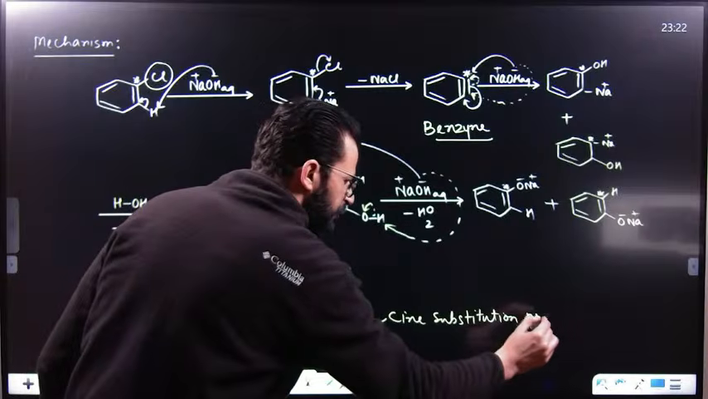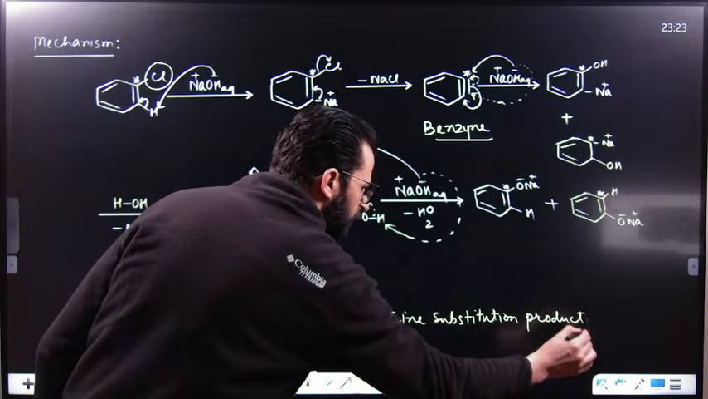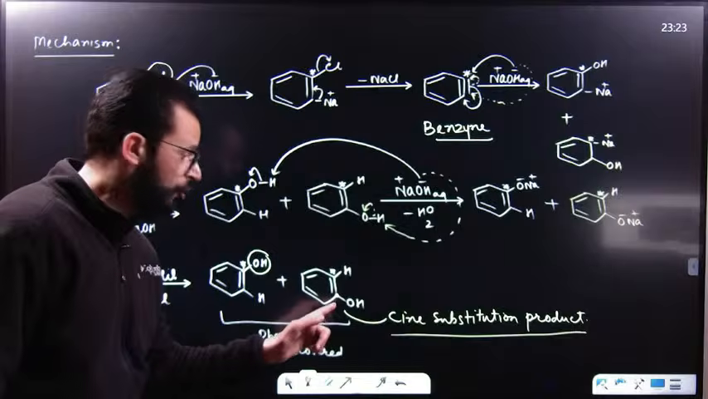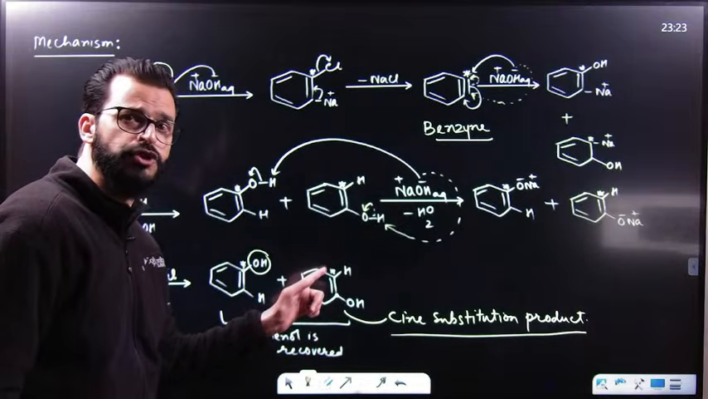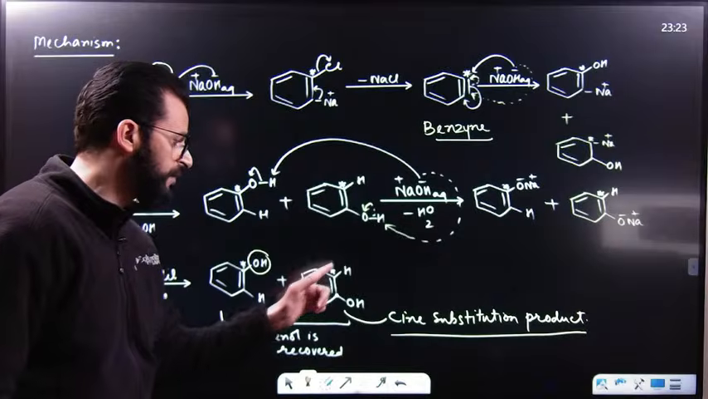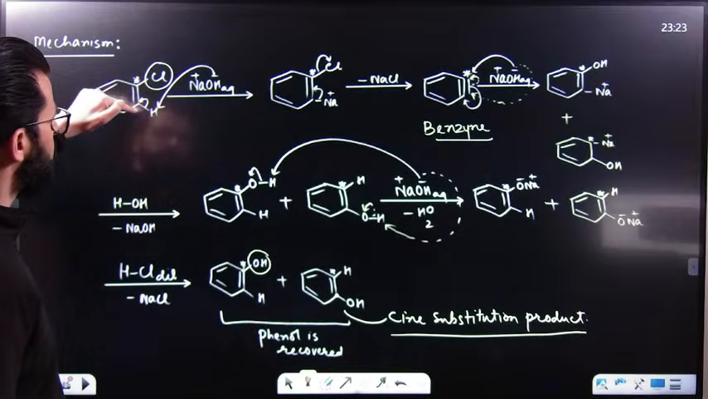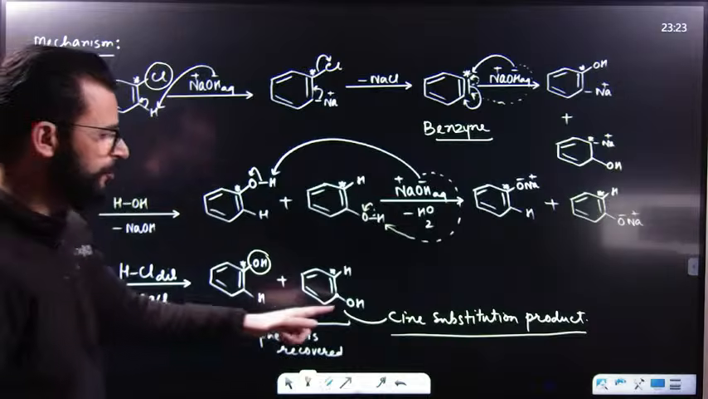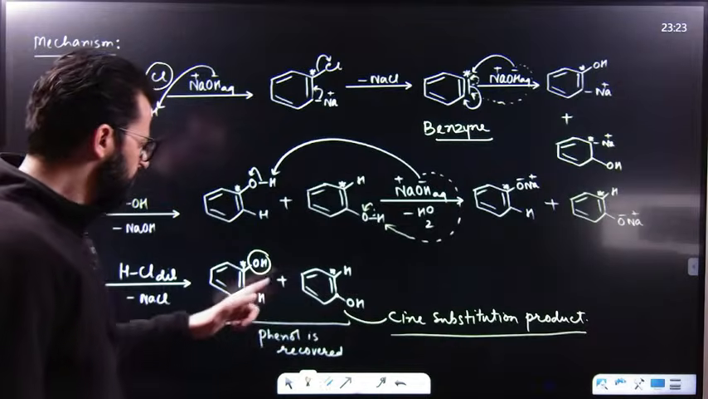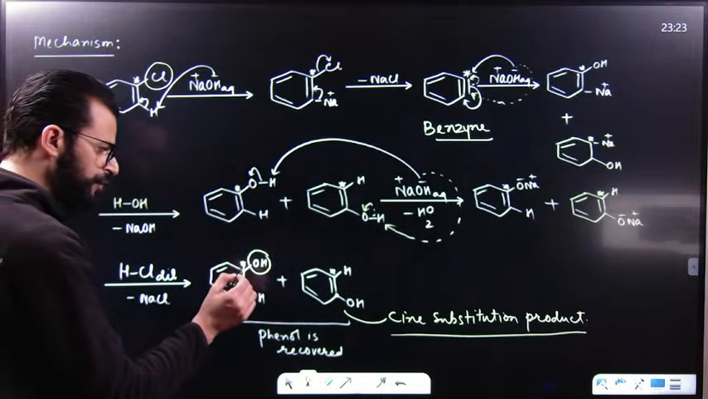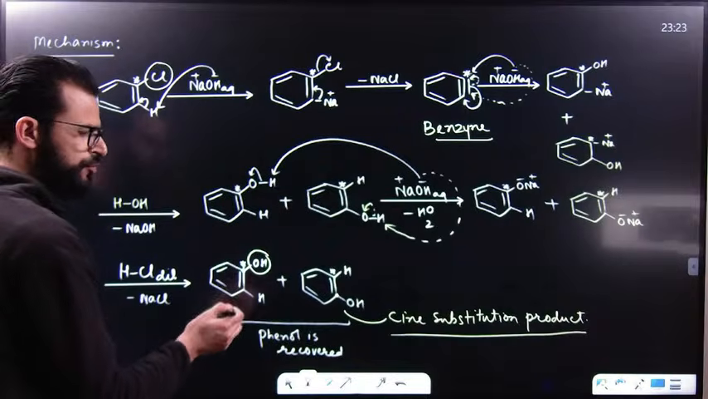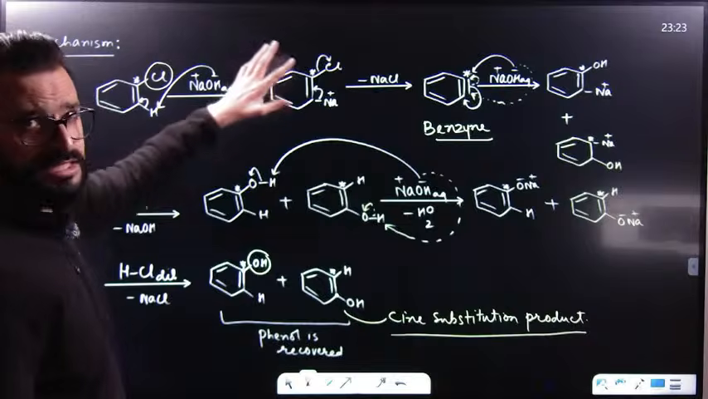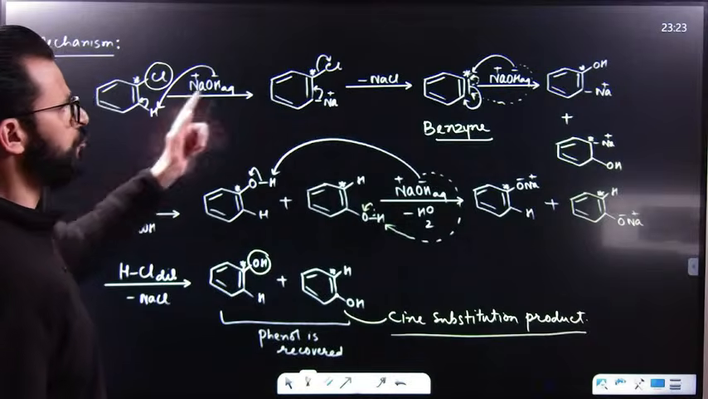Remember, that product in which the nucleophile goes to that position which is adjacent to the position of the leaving group. So this is the position of the leaving group. This is the position adjacent to the leaving group. The nucleophile goes to that. But if the nucleophile goes to that position to which the leaving group was attached, this is known as normal nucleophilic substitution. In short, this Dow's process takes place through the benzyne mechanism.